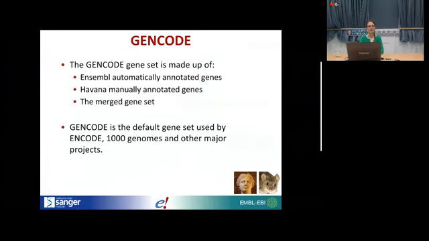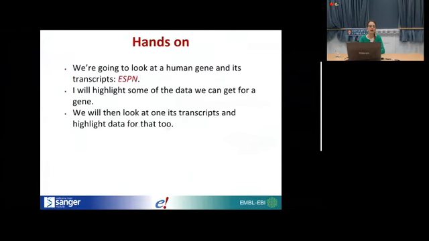It's ever so slightly confusing because it's the same gene set as you see in Ensembl, but we only call it GenCode when we're talking about human and mouse. The zebrafish, rat, and pig genomes are made and annotated in the same way, but for some reason they're not called GenCode. I think it's just to confuse everybody. GenCode is used by ENCODE, it's also used by 1000 Genomes, and other projects are taking it up as well.